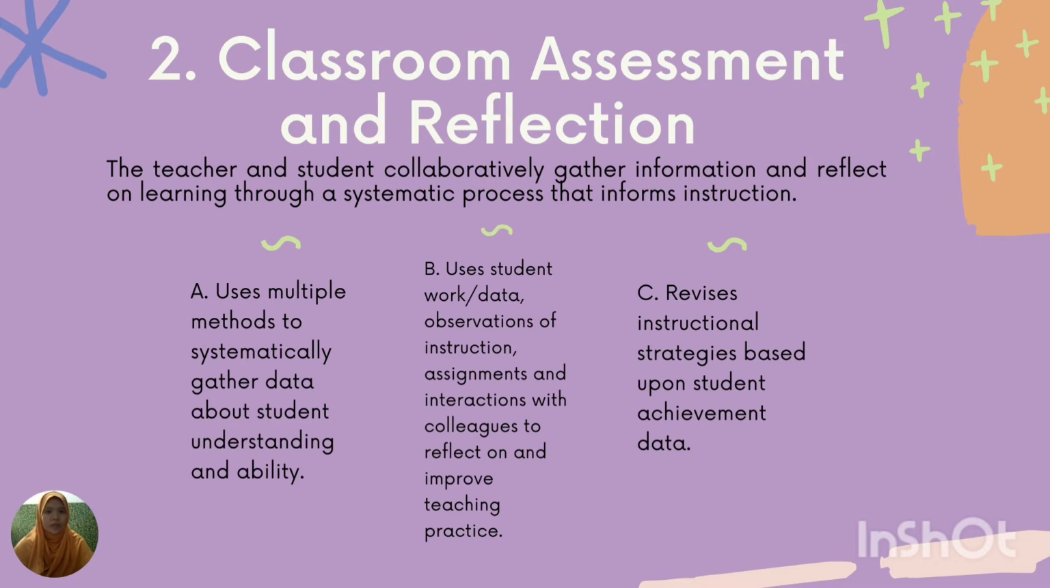For the classroom assessment and reflection, there are three ways for a teacher. First, use multiple methods to systematically get data about student understanding and ability. Second, use student work or data observations of instruction, assignments, and interactions with colleagues to reflect on and improve teaching practice. And third, revise instructional strategies based upon student engagement data.